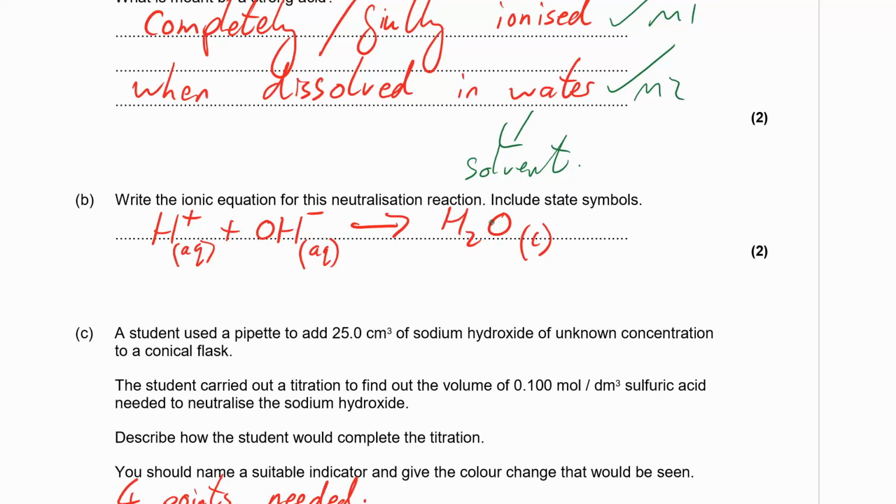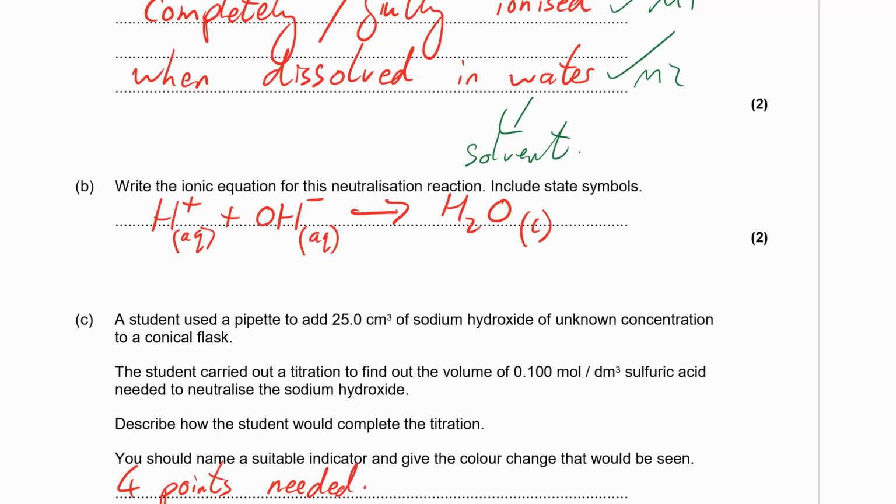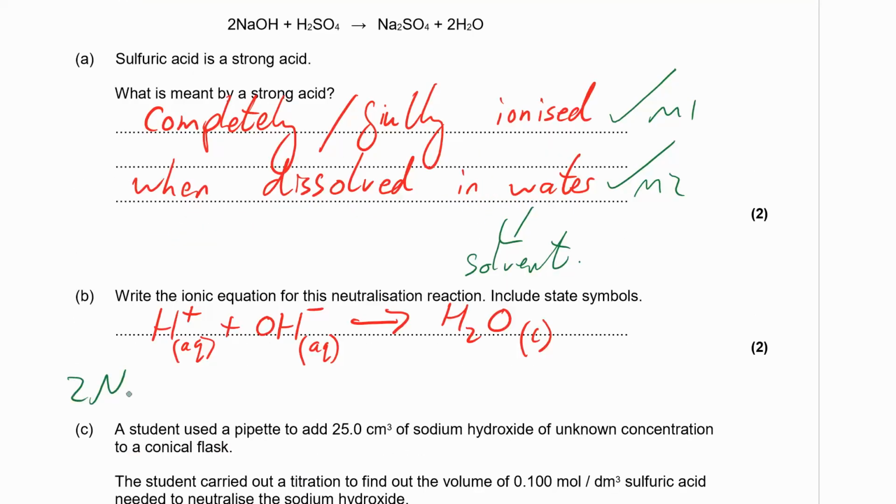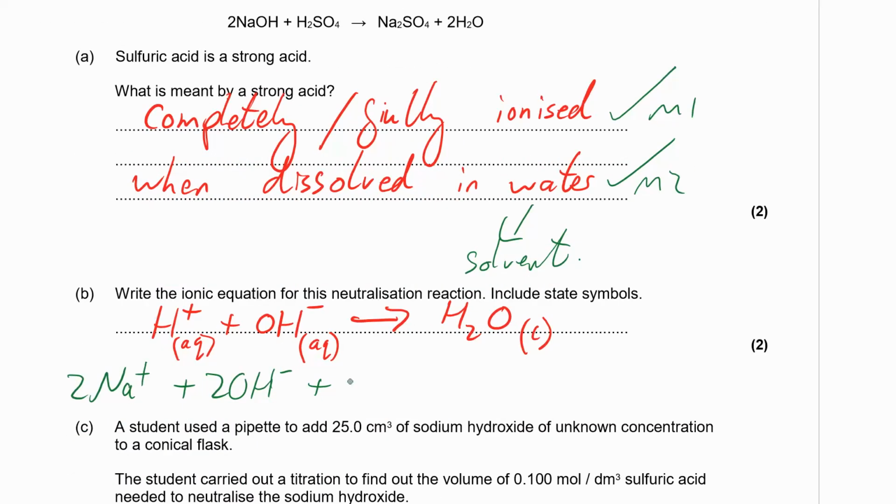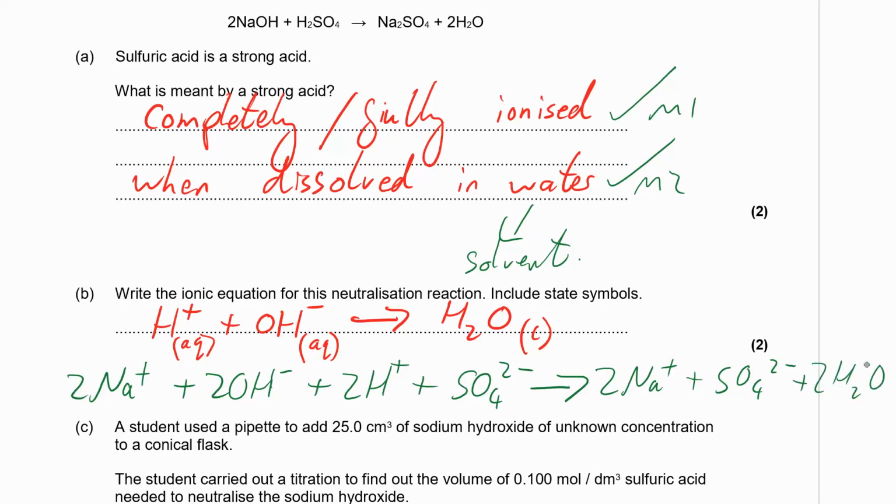Write the ionic equation for this neutralization reaction, including state symbols. So neutralization will always be H+ plus OH- goes to form H2O. To write this out fully, we would have had 2Na+ plus 2OH- plus 2H+ plus SO4 2- goes to form 2Na+ plus SO4 2- plus 2H2O.